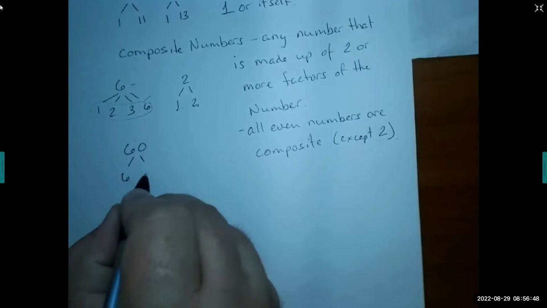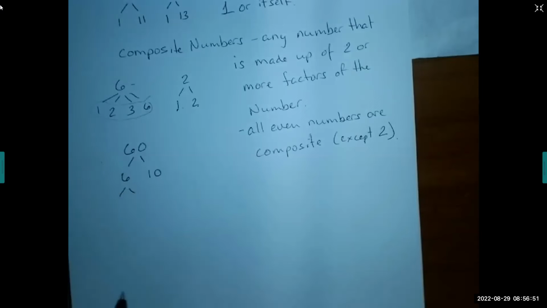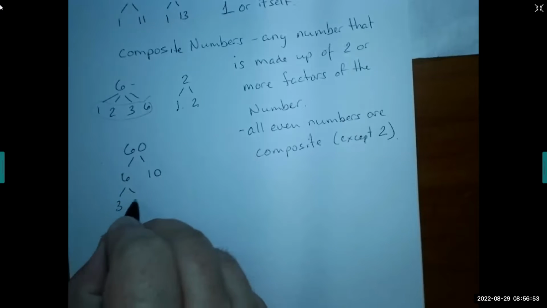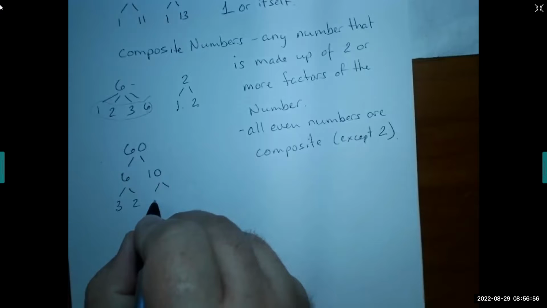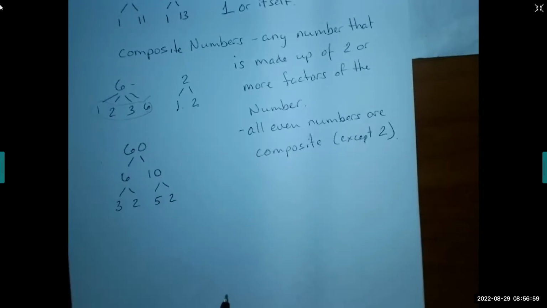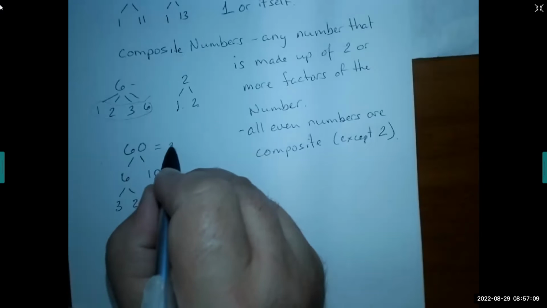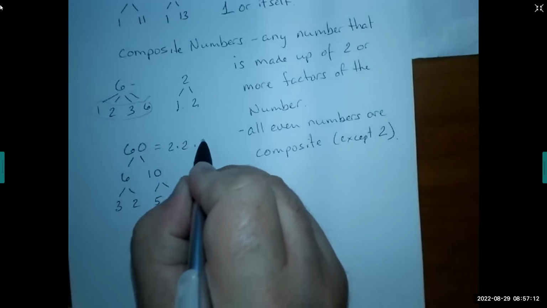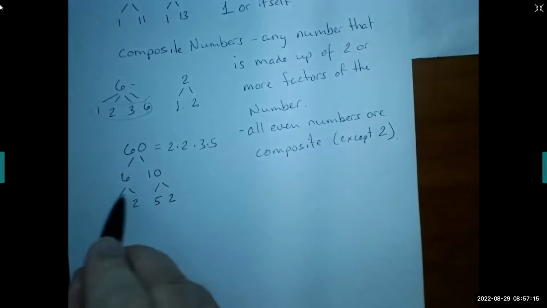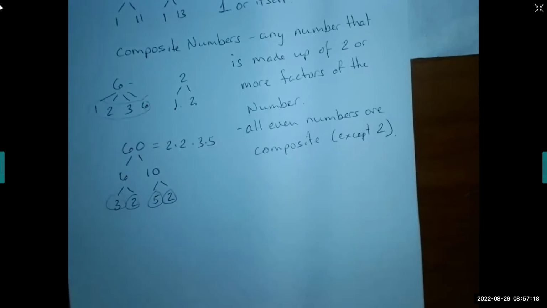Yeah. 6 times 10. What is 6 made up of? 3 and 2. How about 10? 5 and 2. So the number 60 is made up of 2 times 2 times 3 times 5. It's made up of all these prime numbers. So a composite number has more than 2 prime numbers inside it.